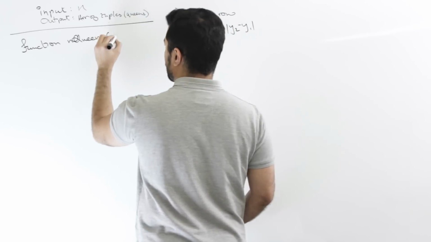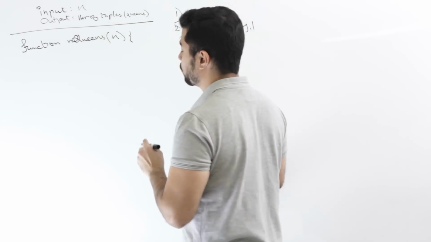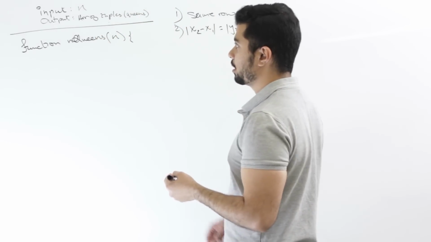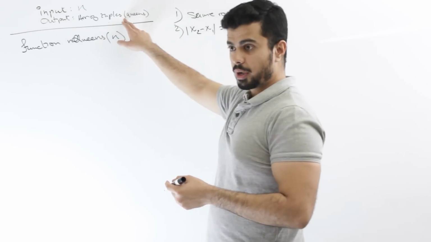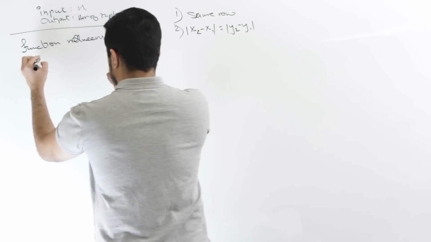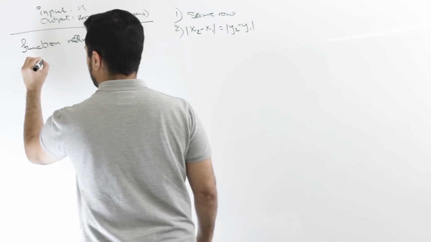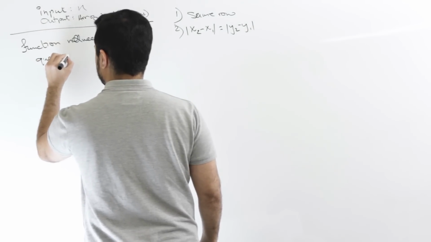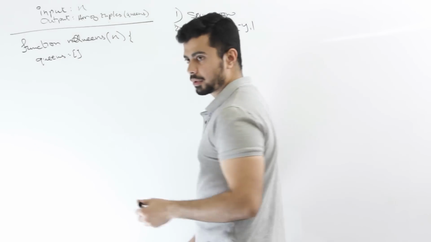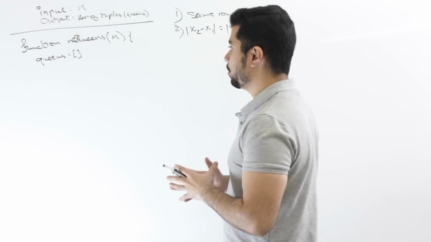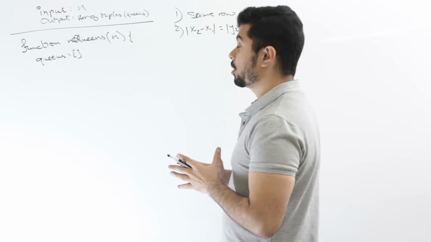Right? And the input will be n. So the first thing I will need to do is initialize an array of my output, right? So let me call it queens. It's an array of queens, and it's an empty array initially. Yeah. Now, what should I do next?